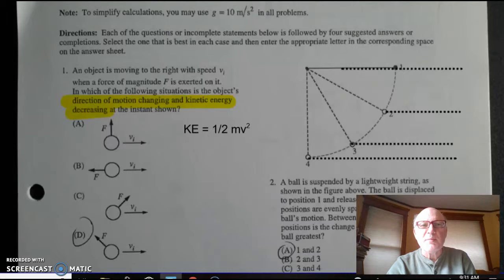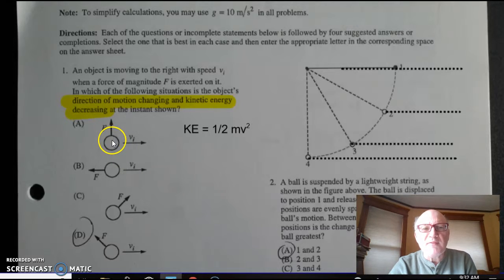As we get into question number 1 here, I've just highlighted the idea that there's an object moving to the right, and they're asking you to consider a variety of forces that would do two things simultaneously. One, it would change the direction of motion, and it would decrease the kinetic energy. So we're going to apply a force. You see F is involved in each of these choices, and the force has to do those two things.